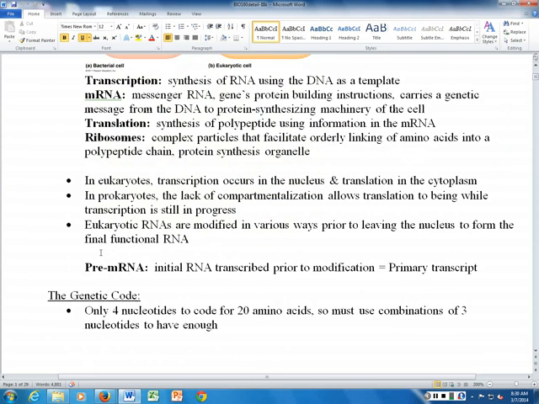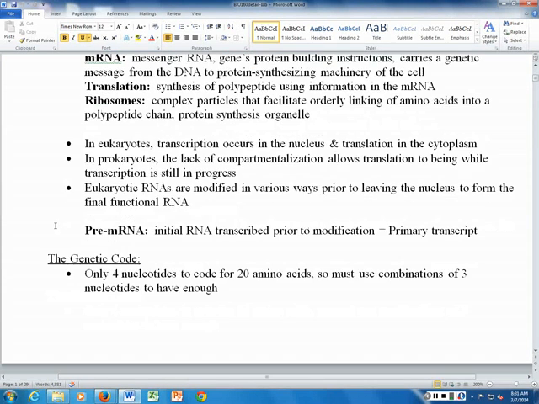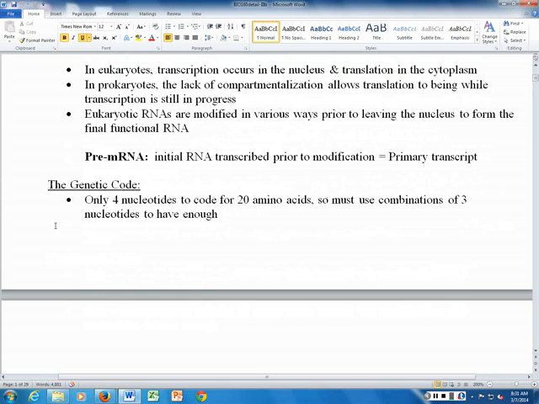So in a eukaryote, you're going to have transcription in the nucleus and translation in the cytoplasm. In prokaryotes, it's all in a single compartment, so you can actually begin to do translation before transcription is done. You can't do that in the eukaryote because they're separated. Your pre-mRNA is your initial RNA that's transcribed prior to being modified, so it's sometimes referred to as a primary transcript.